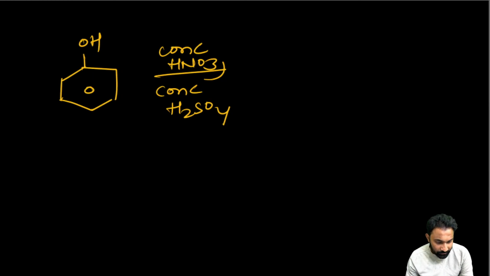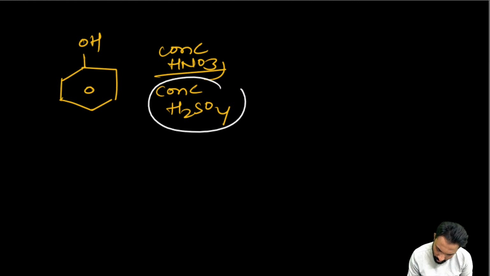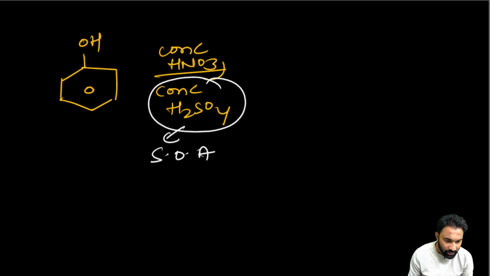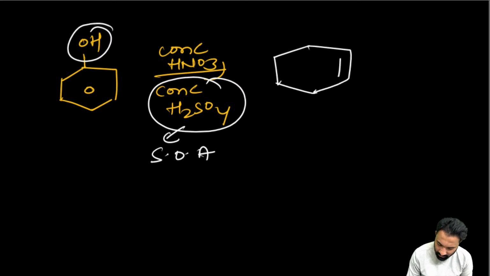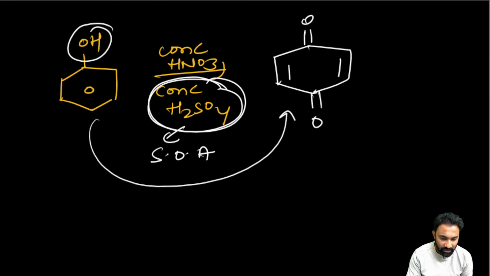Because here, due to the presence of this strong oxidizing agent, concentrated H2SO4 is a strong oxidizing agent, right? What will it do? It will oxidize the phenol into benzoquinone in this manner. Clear? Due to the presence of the strong oxidizing agent, this OH will be converted into benzoquinone. Then we will not get the picric acid.